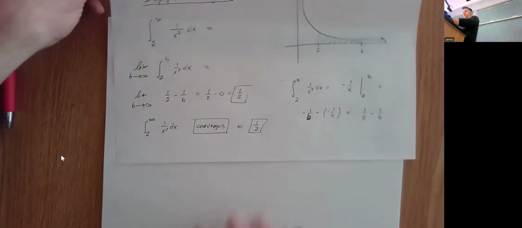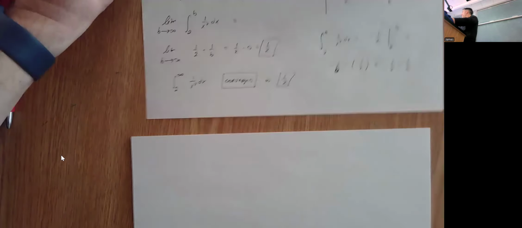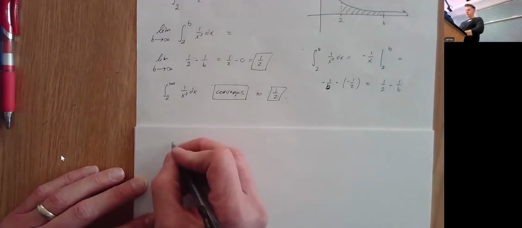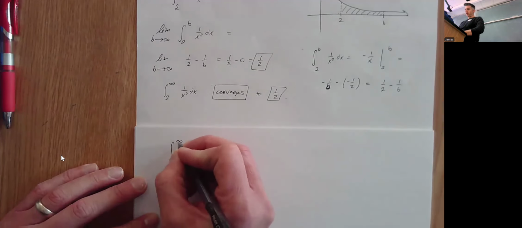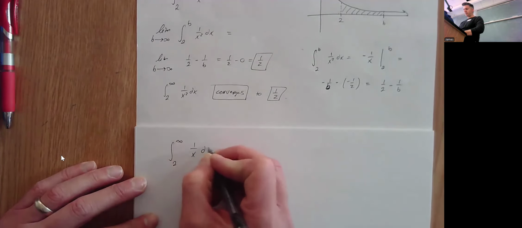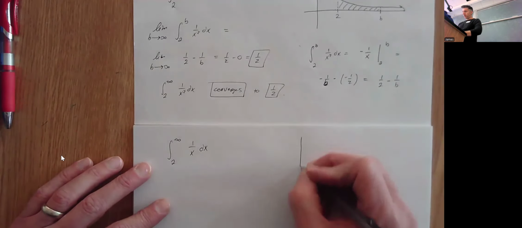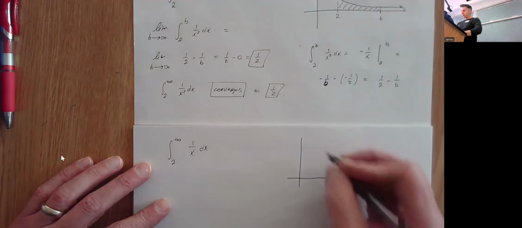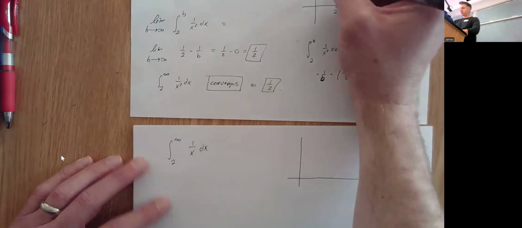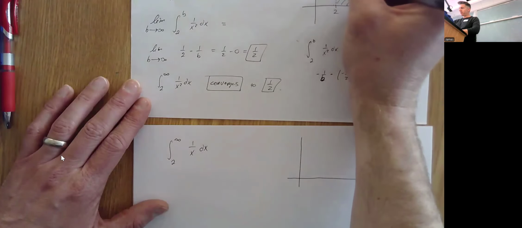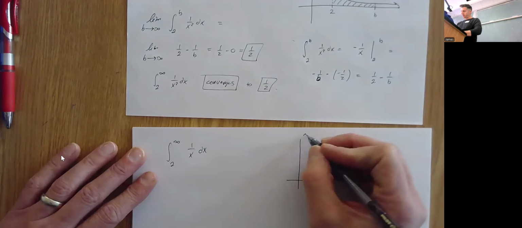But some integrals don't converge. For example, the integral from 2 to infinity of 1 over x. Same idea. We're looking at, I should have labeled this one here. So we're looking at the curve 1 over x.